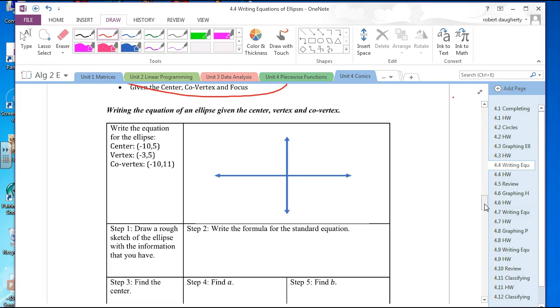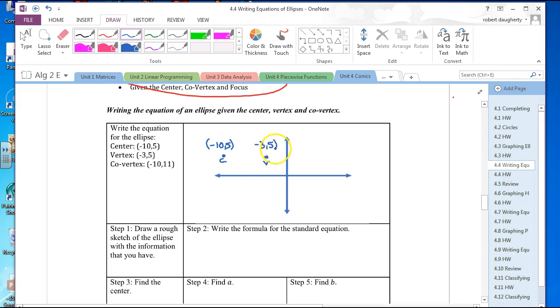Write the equation for the ellipse that has a center at negative 10, 5, vertex at negative 3, 5, covertex at negative 10, 11. Now, I have to graph this. I can't do this in my head. I have to see this. So let's just graph what we know here. The center is negative 10, 5. It doesn't have to be perfect. Somewhere out here is the center at negative 10, 5. Where's the vertex? Negative 3, 5. So at negative 3, 5 is a vertex.